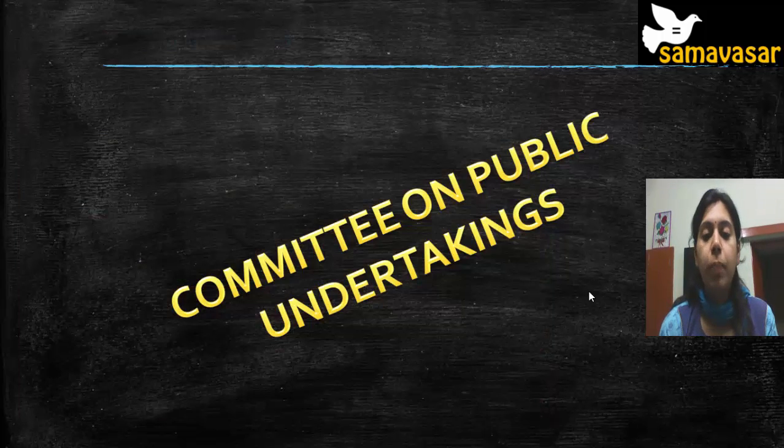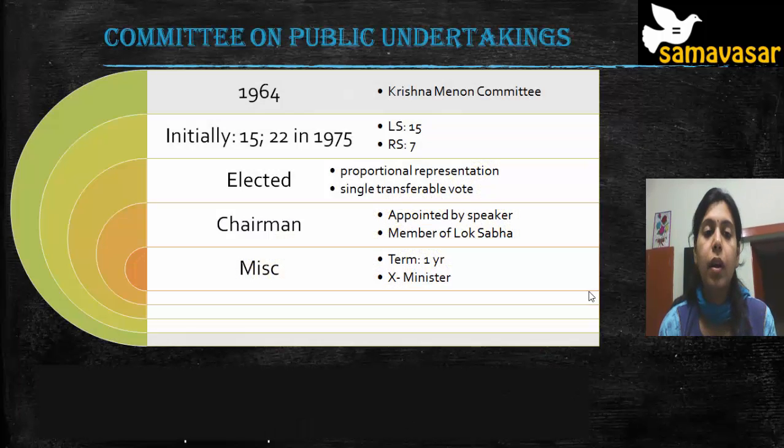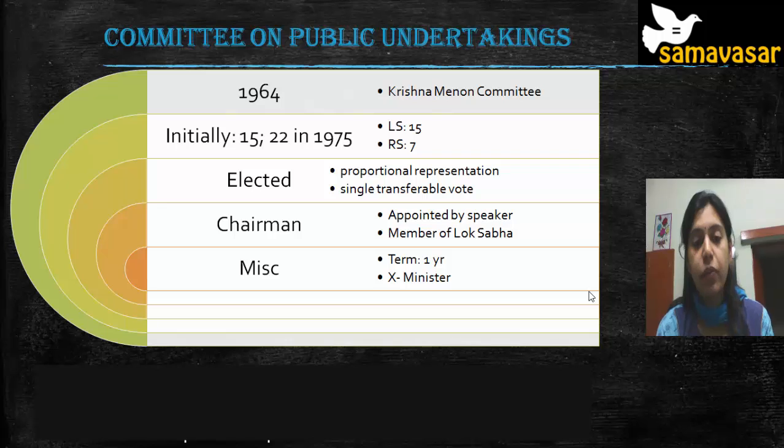Now moving on to the Committee on Public Undertakings. This system was started in 1964 on the recommendations of the Krishna Menon Committee. Initially, it used to have 15 members, which was raised to 22 in 1975, of which 15 are from the Lok Sabha and 7 from the Rajya Sabha.